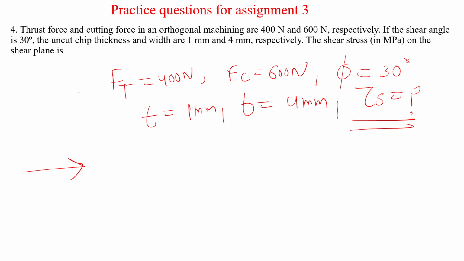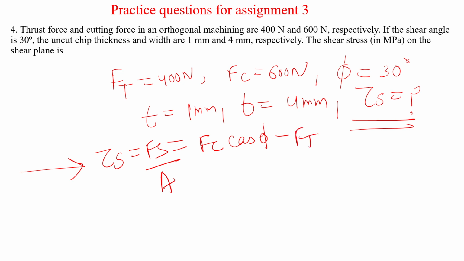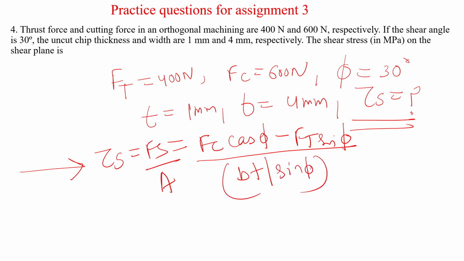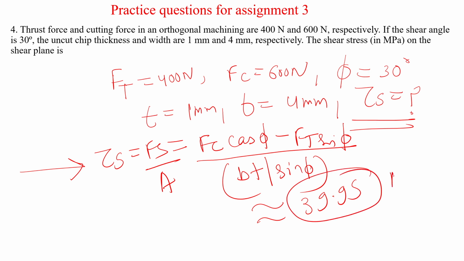So let's see. You have the shear stress tau s, which is equal to Fs upon area, right? Fs is how much? Fc cos phi minus Ft sin phi, upon area, which is bt by sin phi, right? Just put the values. So how much did you get? 39.94, something like 39.95. This will be in megapascal. This is the value. Please everyone check from this.